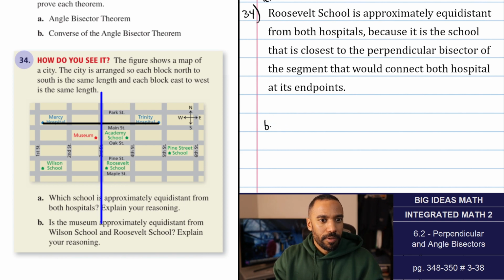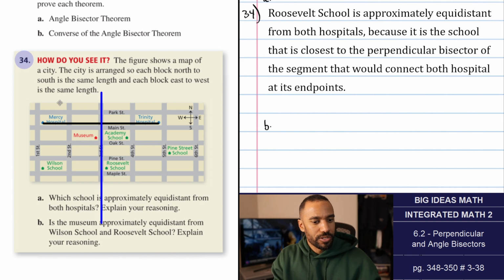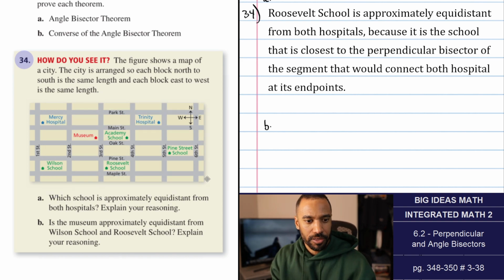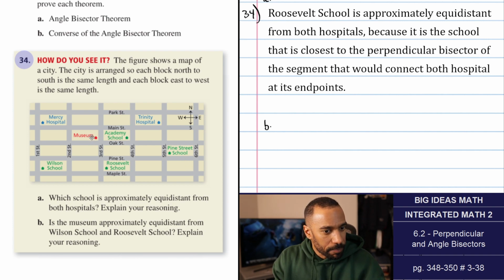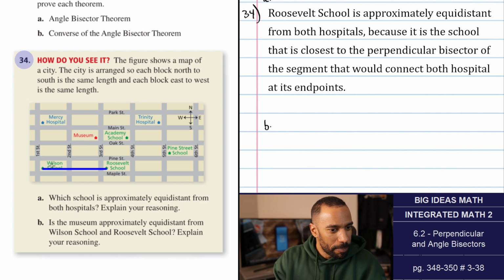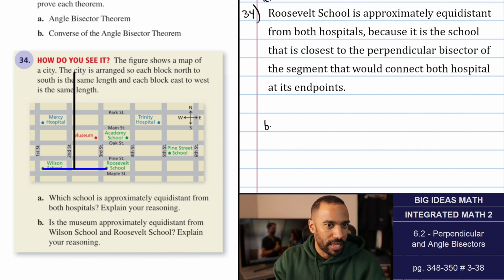Is the museum approximately equidistant from Wilson School and Roosevelt School? Explain your reasoning. So it was probably another perpendicular bisector thing. So here's Wilson School, Roosevelt School. Let's draw the apparent perpendicular bisector. If each block is equal distance, then we should probably put it right there as the midpoint, which means if I draw straight upward, we can do perpendicularity that way. That's why north-south is pretty nice versus east-west.